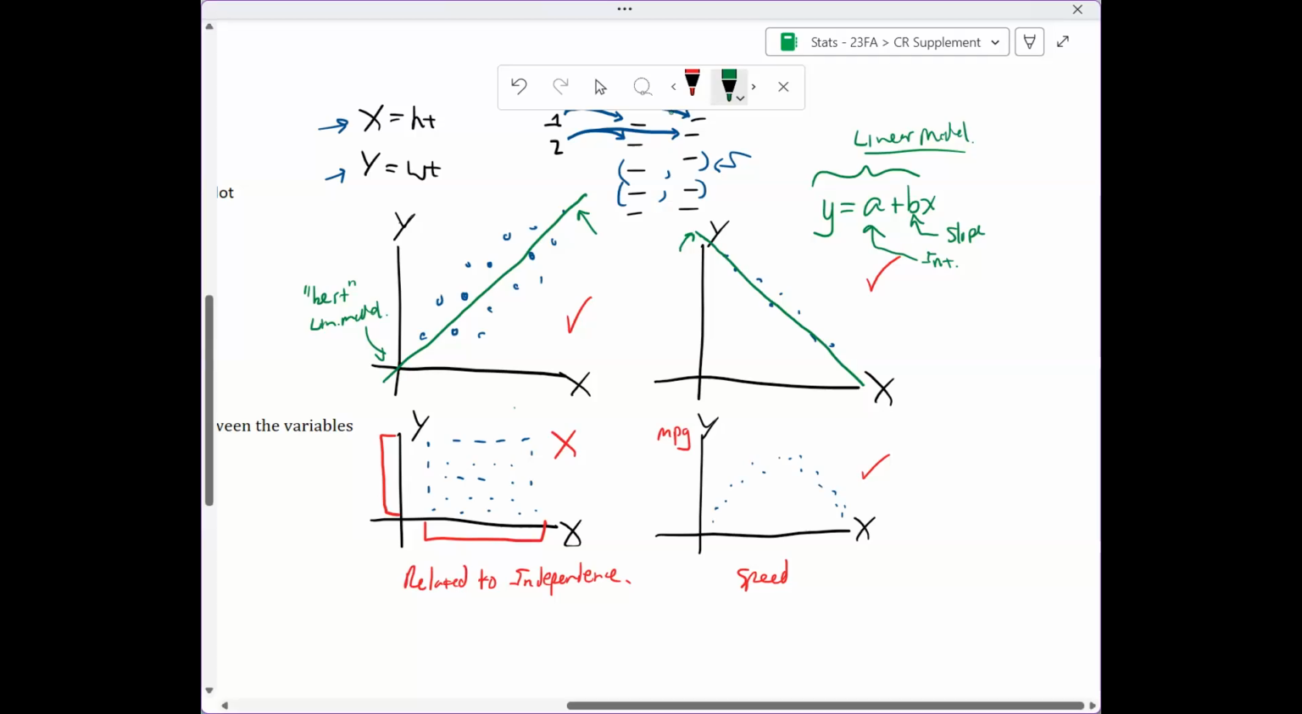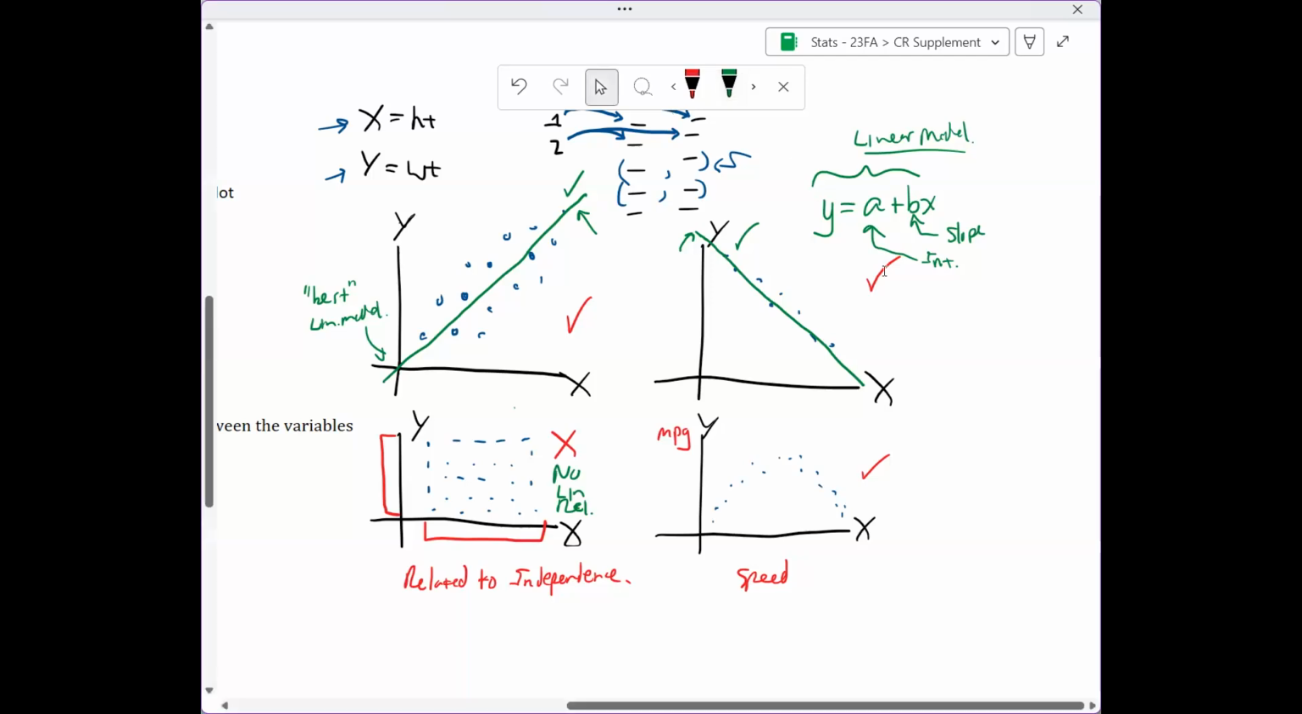So here I might also say this has a linear relationship and this does, because a straight line does a good job of modeling those data. But I might say that this one has no linear relationship. Again, it has kind of no relationship between the variables in the first place, so no linear relationship.